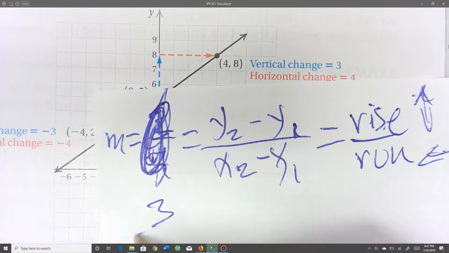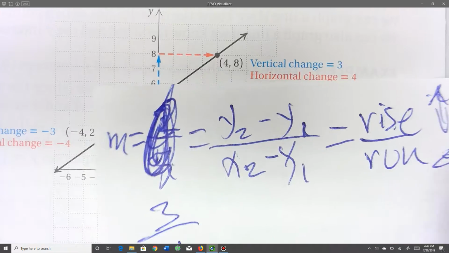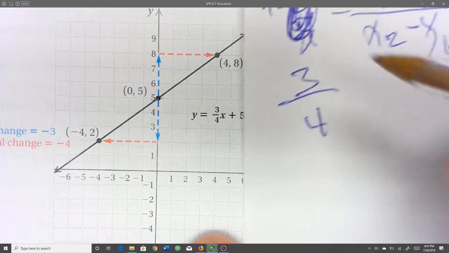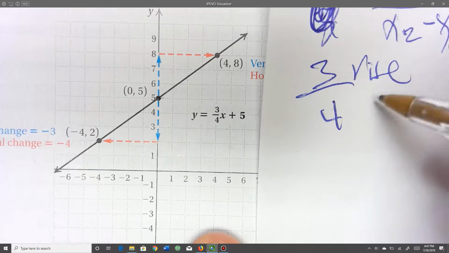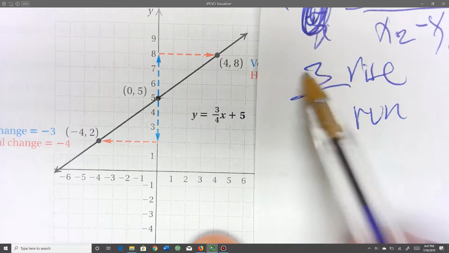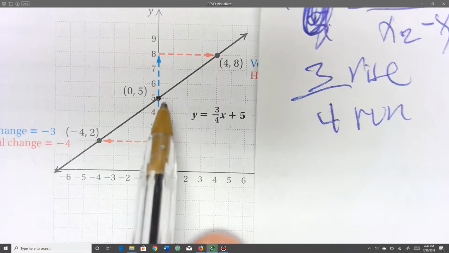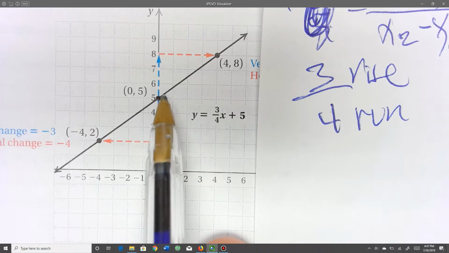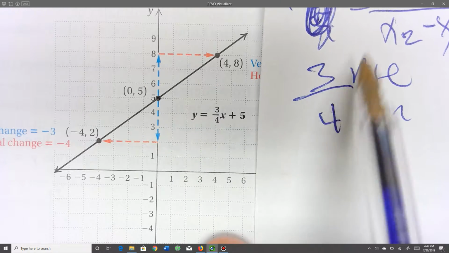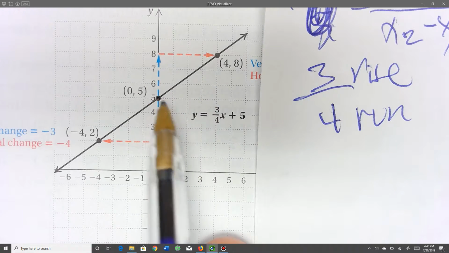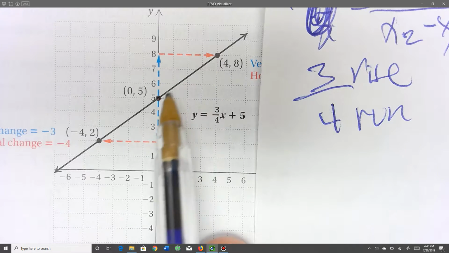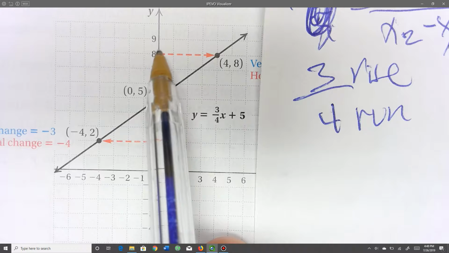And from there, my rise and my run are 3/4. That's my rise, and this is my run. Okay. Both of them are positive, so if I do my rise first, that means moving up or down, and it's positive, I move up. How many units? 3. That's 1, 2, 3.